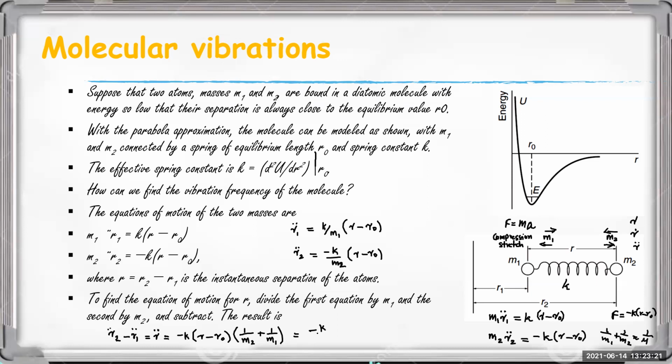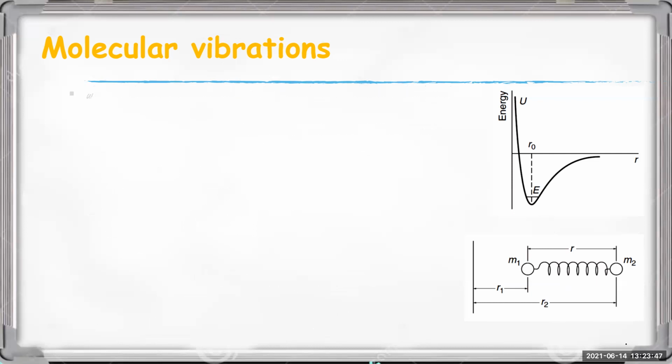So I write here minus k by mu into r minus r0. Actually, look here, r double dot is equal to minus k by mu into r minus r0, where mu is equal to what? If we take the LCM, mu must be equal to m1 m2 divided by m1 plus m2. It has the dimension of mass and is called reduced mass.